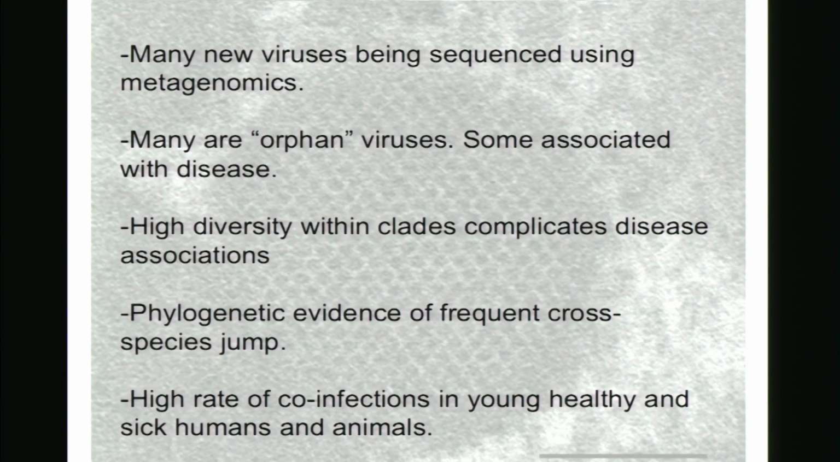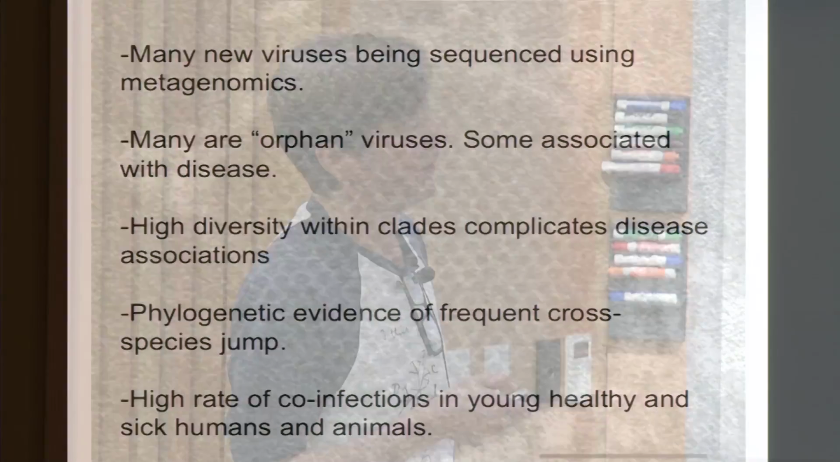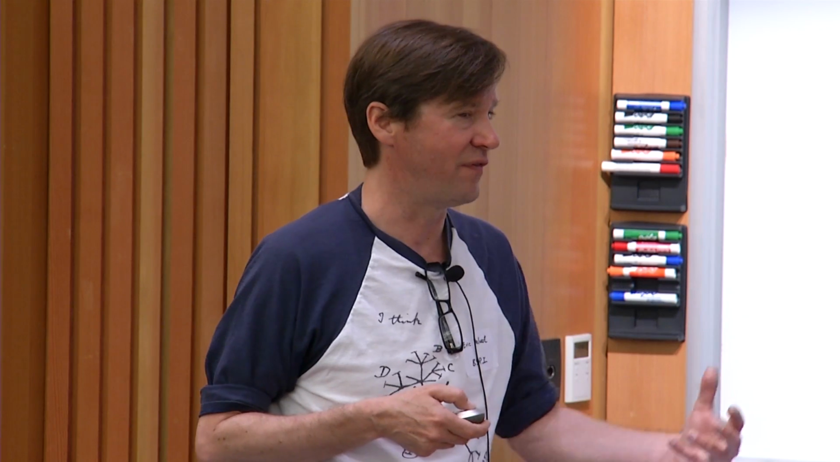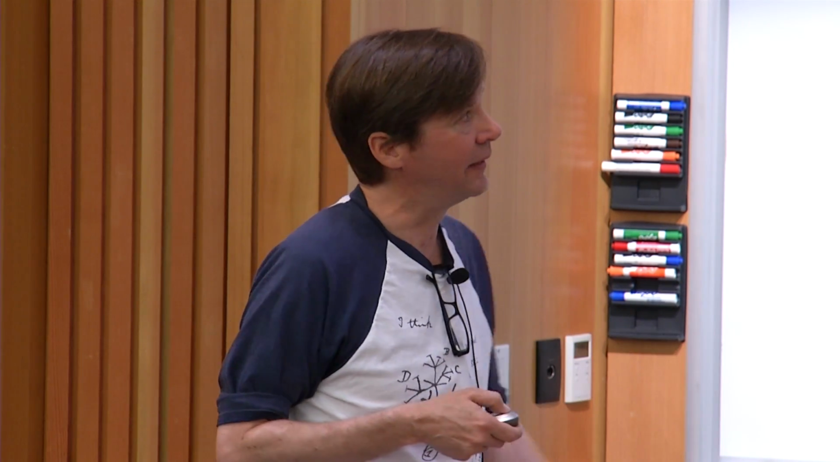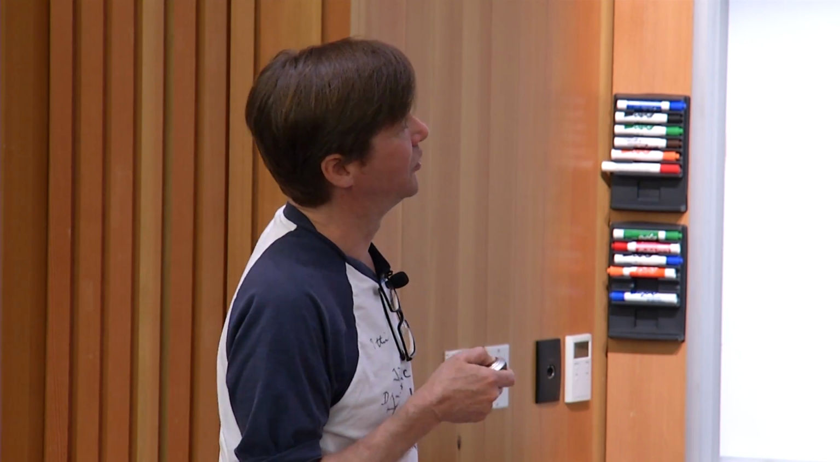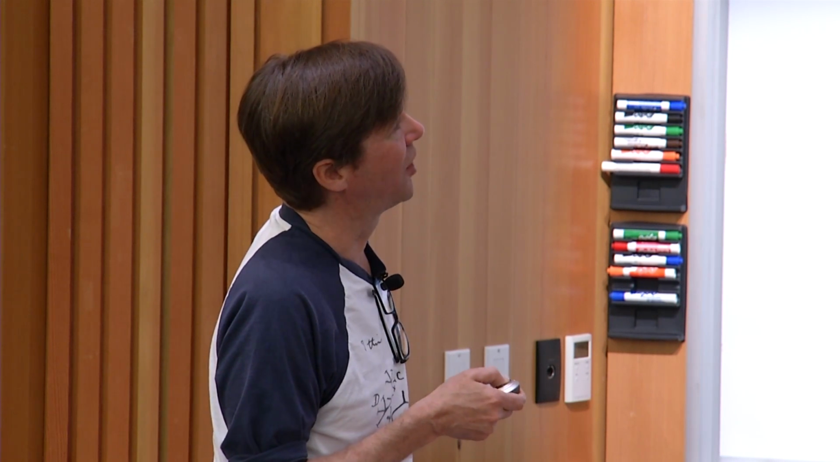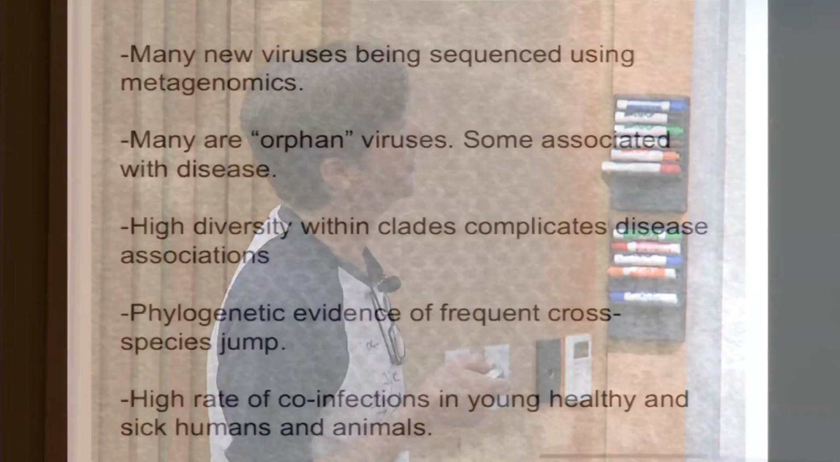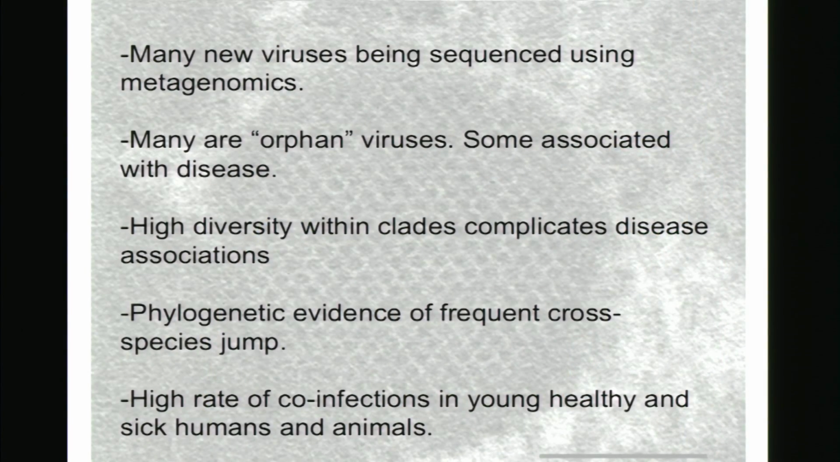So we now have many new viruses being sequenced using metagenomics. Many are orphan viruses where we actually don't quite know what they're doing, if anything. It may be that they're pathogenic in some circumstances, in some genetic background, with other co-infections, in seronegatives only. But this is going to be quite complicated to tease apart. And some we can more confidently associate with disease. I mentioned this complexity of the diversity of these viral clades. There's phylogenetic evidence of frequent cross-species jumps, this mingling of species across the tree of the viruses, and a high rate of co-infection in both healthy and sick young humans and animals.